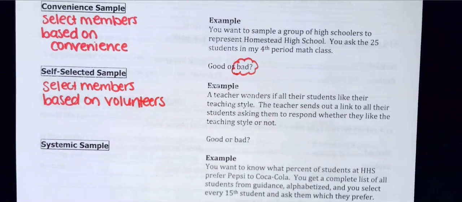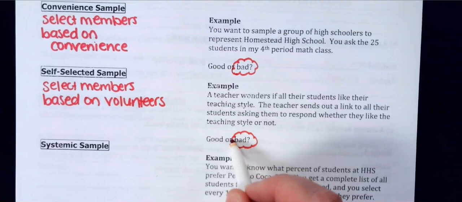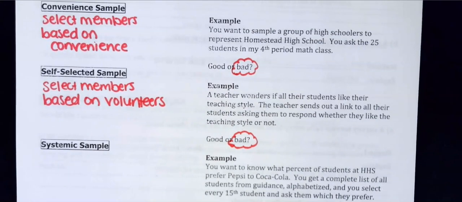Now, again, in general, self-selected can be good, but I would say this would generally lean toward the bad category because people that are self-selected are taking the initiative to respond. Maybe they're passionate about the topic that you're asking, or maybe they really want to respond for whatever reason. So when people volunteer for stuff, they might not necessarily be representative of the whole population.